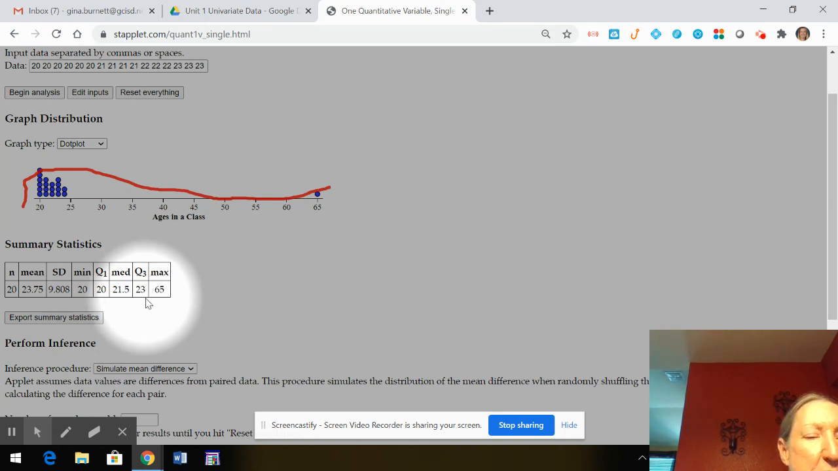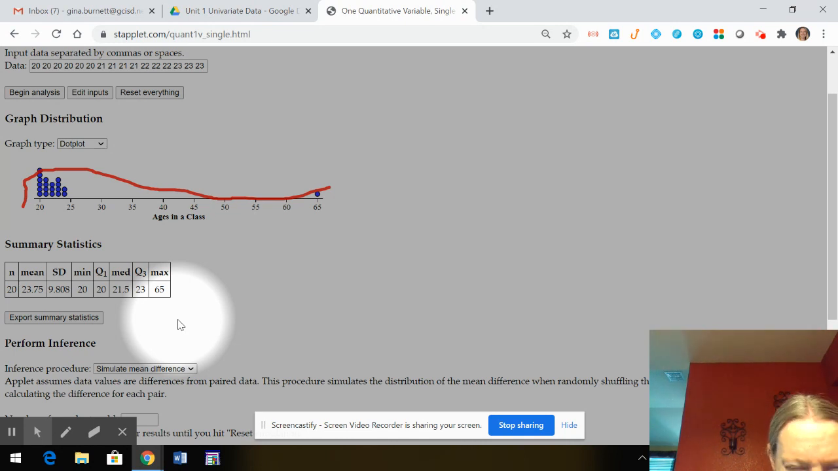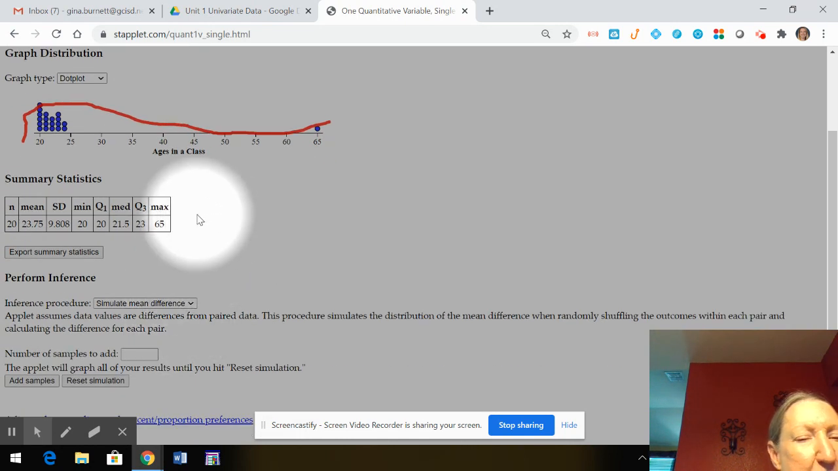Again, since this distribution has a very right skewed shape, I'm more interested in the interquartile range than the standard deviation, because again, this value right here is going to make the standard deviation much larger than is typically true for variability. So I'd rather report an interquartile range of a difference of 3 than I would the standard deviation.